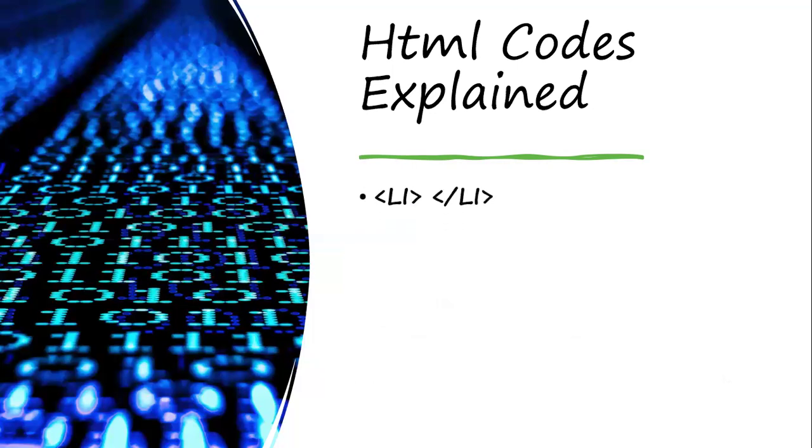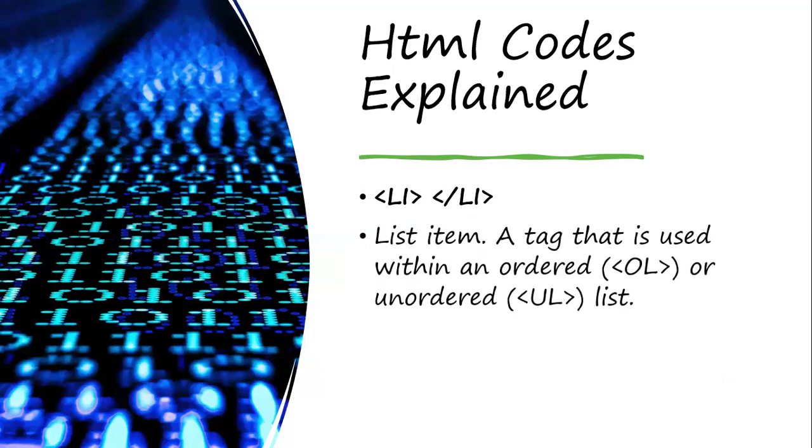The other HTML code explained in this session is the open tag li and close tag li. Simply, this is there for the list item. So it's there as a listing tag. This tag is used together with the ordered list, ol, or the unordered list, ul. So this li tag is a simple HTML tag used to create an ordered or unordered list together with these tags, the ol and the ul. Hope that's clear.